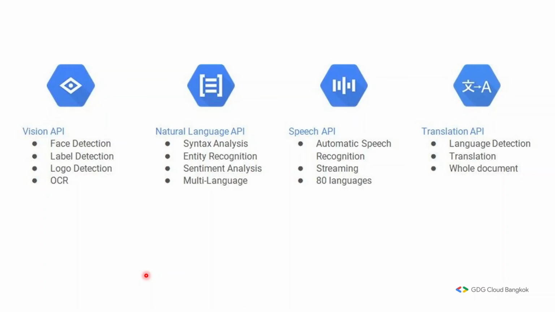Machine learning services. And in machine learning services, we have Vision API, Natural Language API, Speech API, and Translation API. In Vision API, we have face detection, landmark detection, logo detection, and OCR. And in Natural Language API, we have syntax analysis, entity recognition, sentiment analysis, and multi-language. Speech API is like automatic speech recognition. It supports streaming and it supports up to 80 languages. And Translation API supports language detection and it translates the language to any language in the globe.